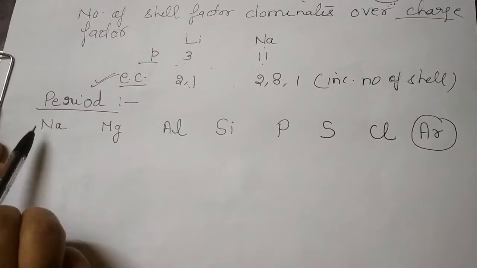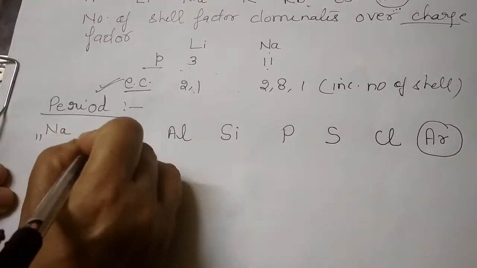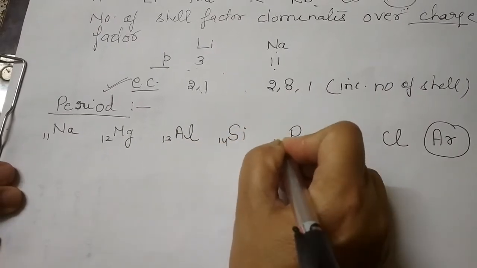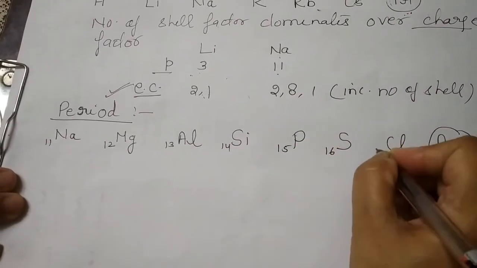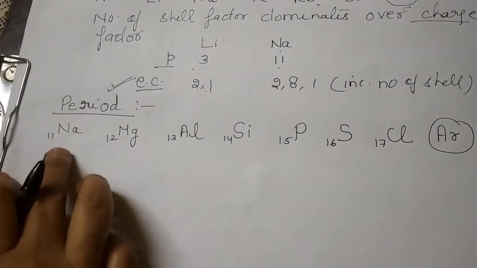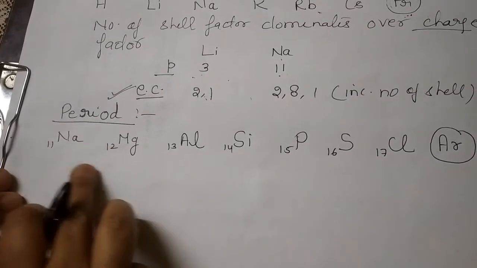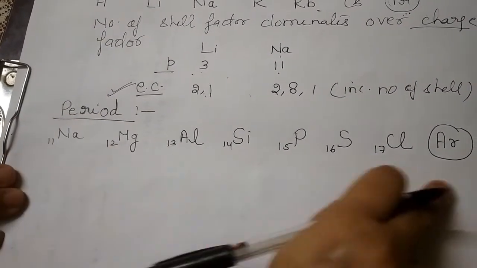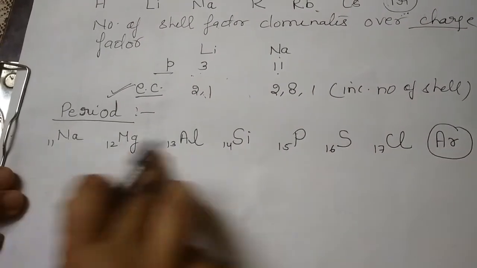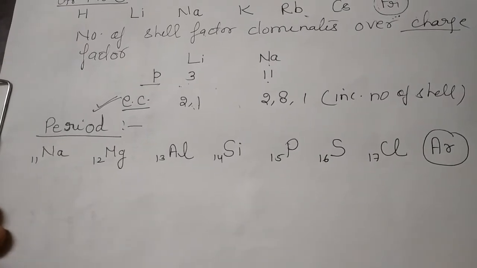Now, as you see here, sodium has atomic number 11, then 12, 13, 14, 15, 16 and 17. Now we have to see how the size increases or decreases when we move in a period from left to right. When we move left to right, actually atomic size decreases. How does it occur? Let me clarify.